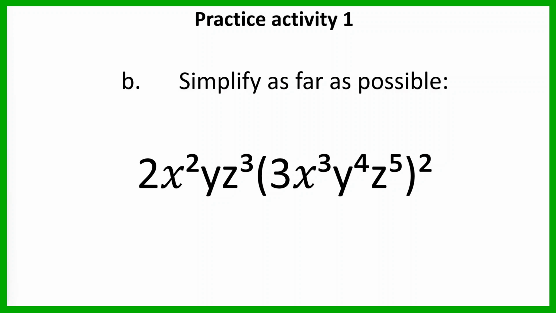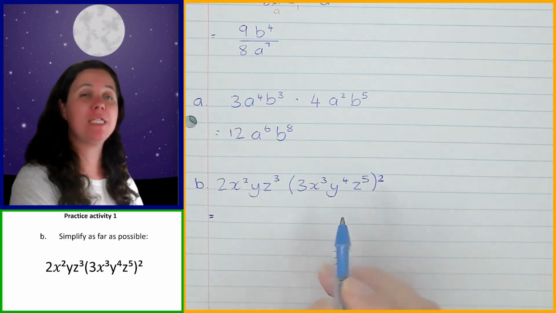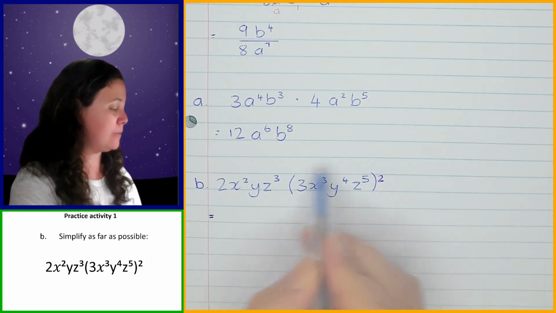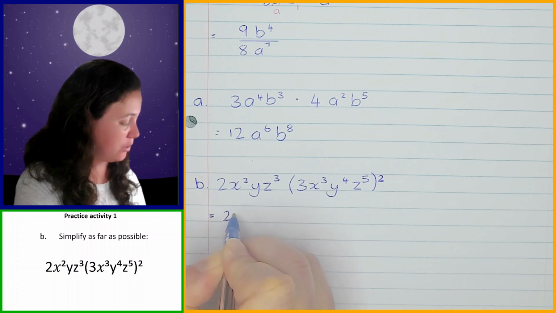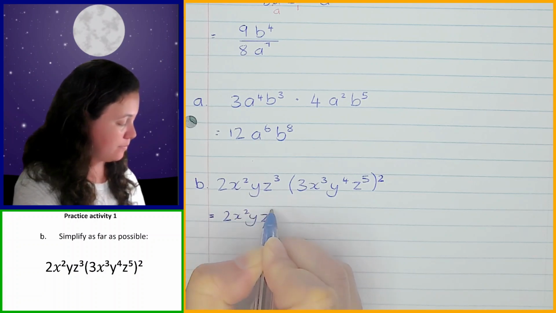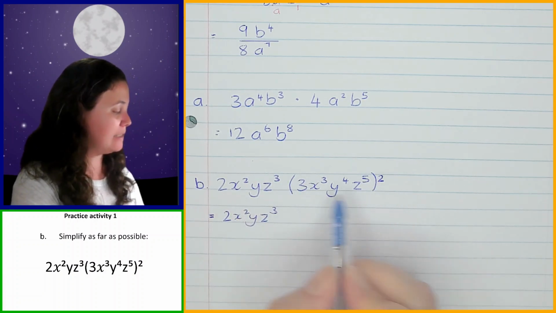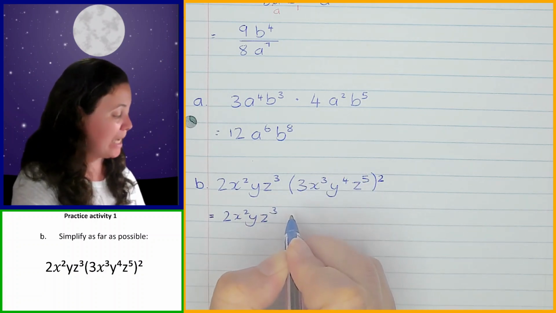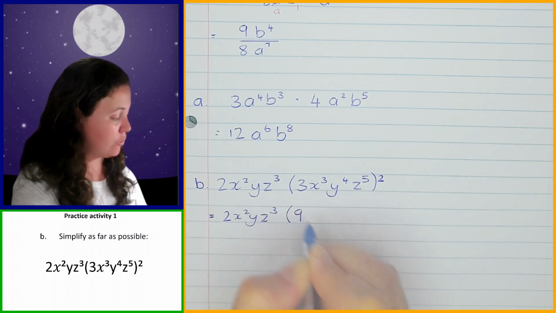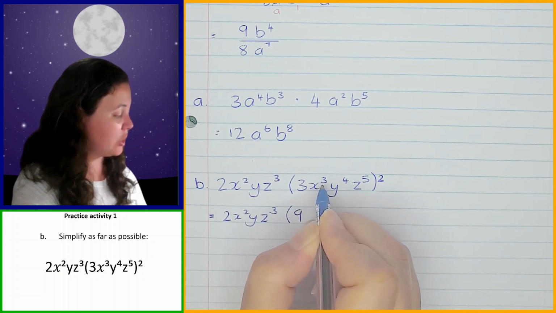Okay, so let's go through that and see what you should have got. So the first thing you're going to do in this question, you need to sort out these brackets over here. So this 2x squared yz cubed isn't going to change for now. Then in these brackets, I've got 3, which I need to raise to the power of 2. That gives me 3 squared, which is 9. So I've got 9. And then I've got x cubed, which I need to square.